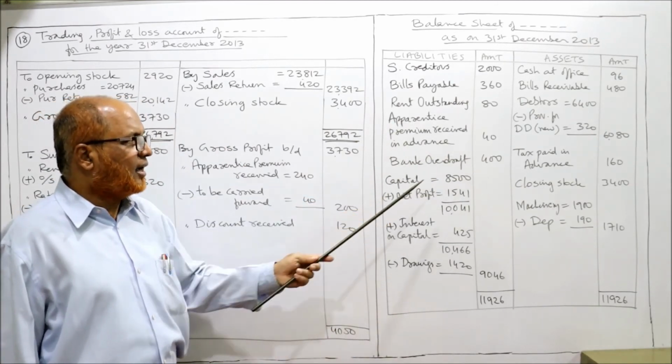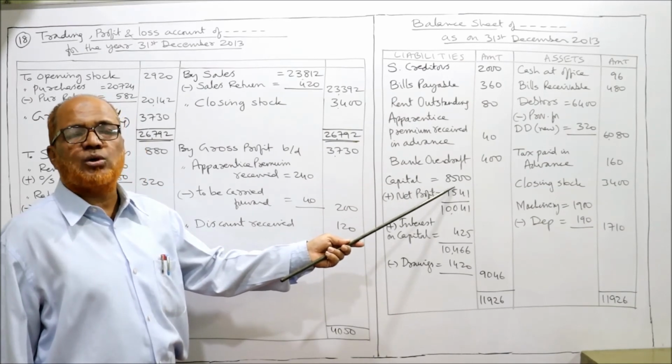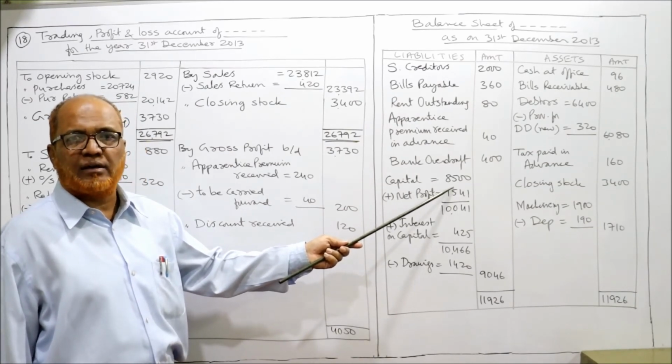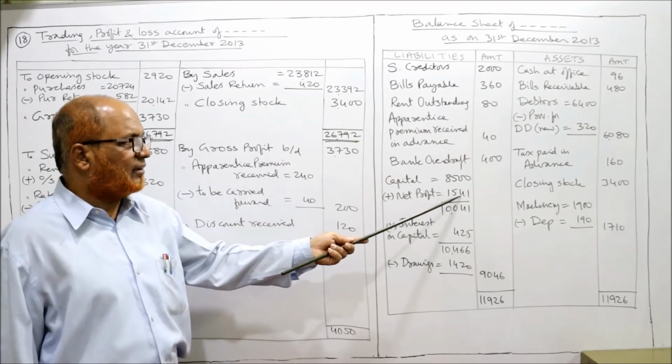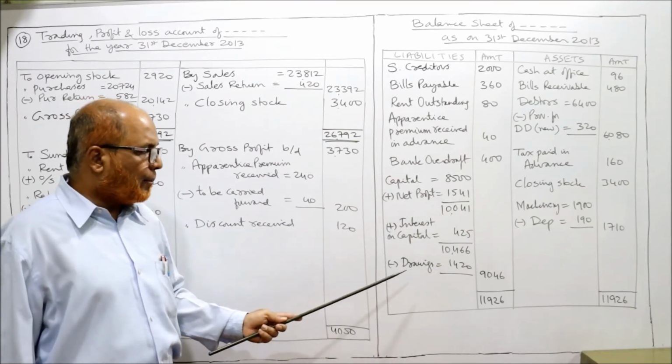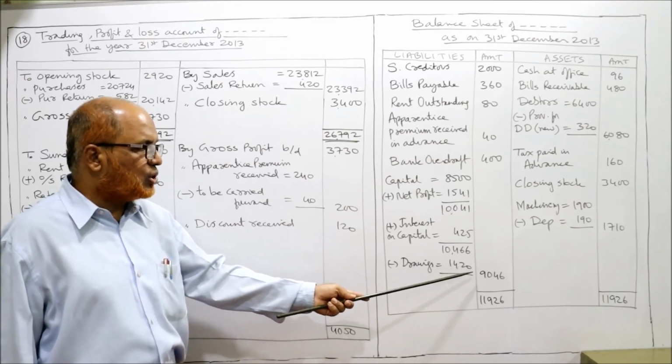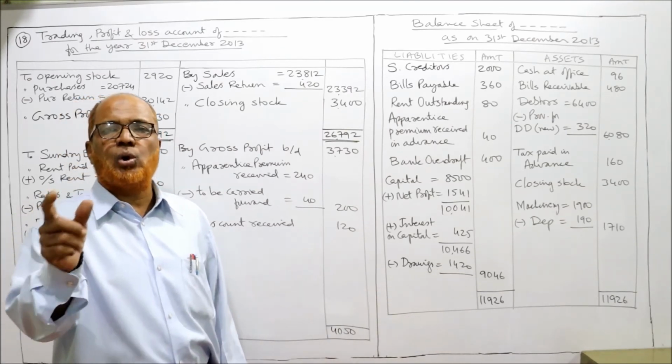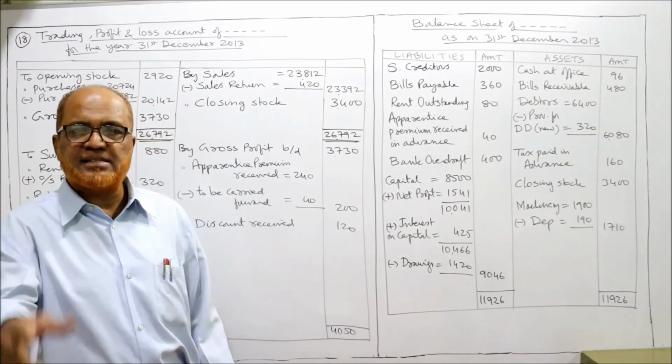Bank overdraft 400. Capital is given in the problem 8,500 is the capital at the beginning of the year. To this we add net profit 1541. Then add interest on capital 425 minus drawings 1420. 9,046 the closing capital. Liability side completed.